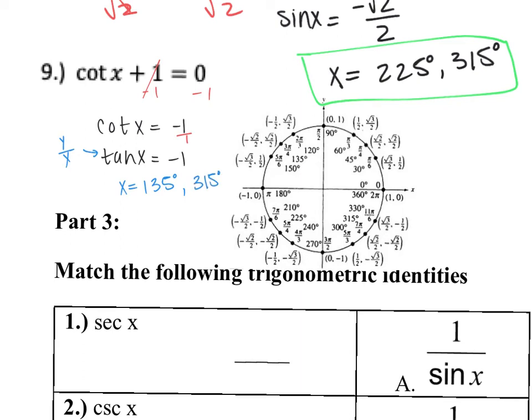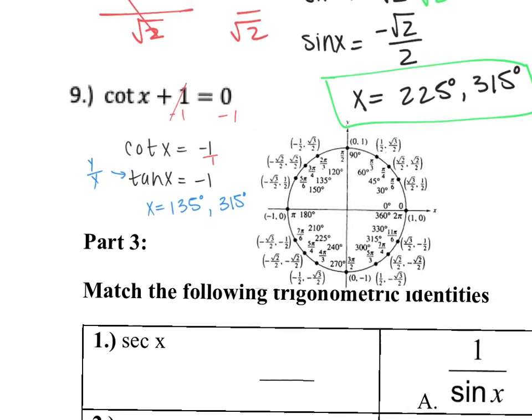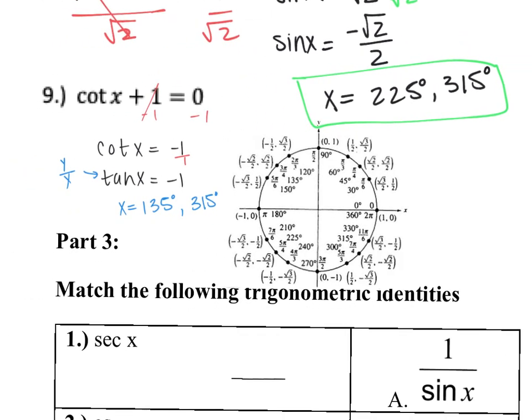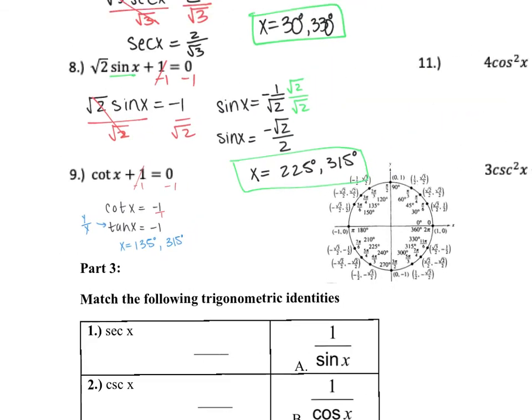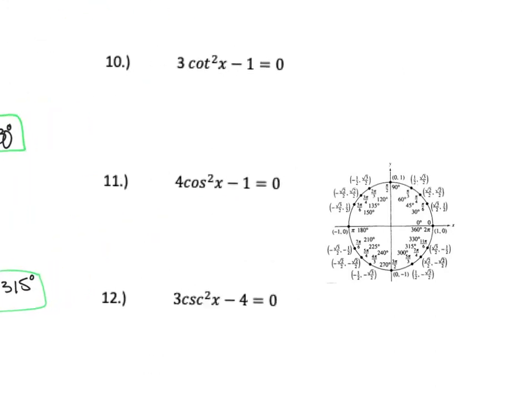And I think that would be it as far as making tangent -1 or cotangent -1. All right, so let's take a look at the next problem here, number 10.